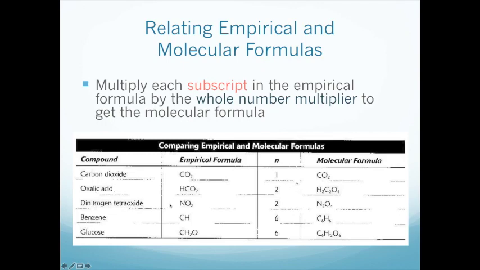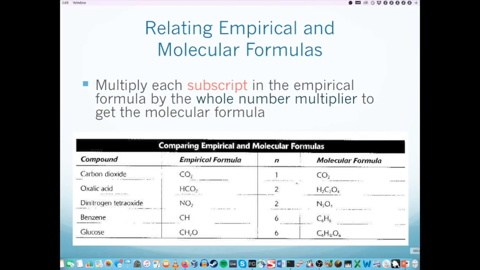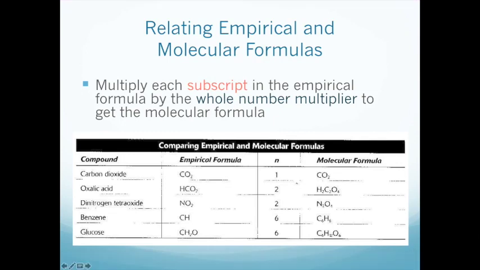Dinitrogen tetroxide is NO2 times 2, which would be N2O4. Benzene has an empirical formula of CH, but an actual molecular formula of C6H6. So the N in this case would be 6. The same with glucose. Glucose is CH2O in the empirical formula, but its actual molecular formula is C6H12O6, so that's a multiple of 6.